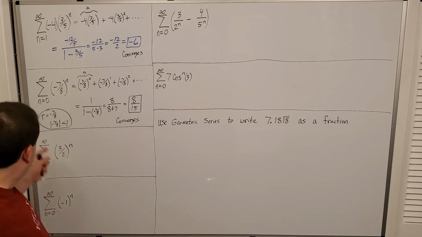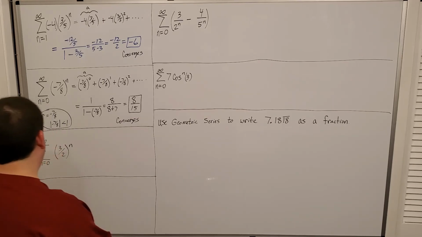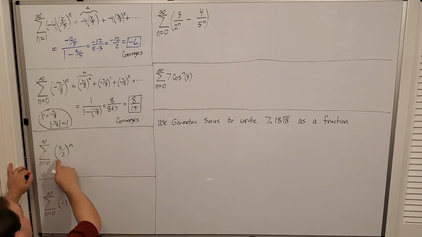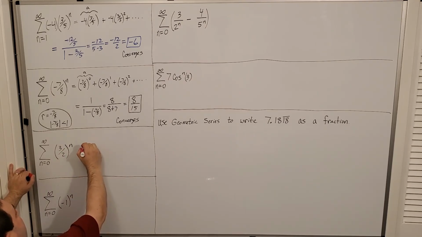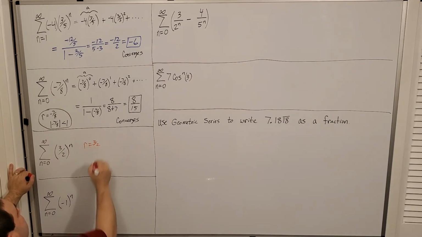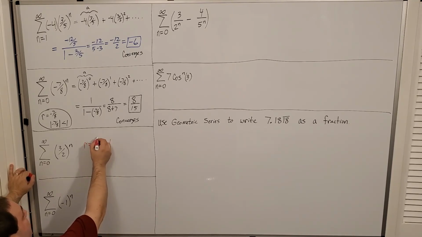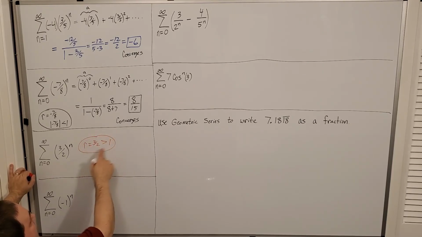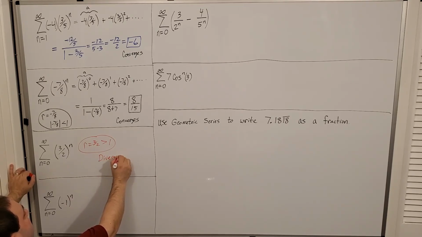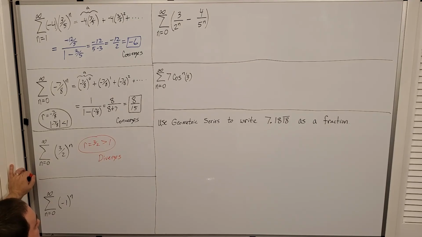Next, right here I can see that my r is the number being raised to the n. My r is 3/2, which is greater than 1. Since my r is greater than 1, I can say that this diverges by geometric series. So that's it. That's all you can say for this one.